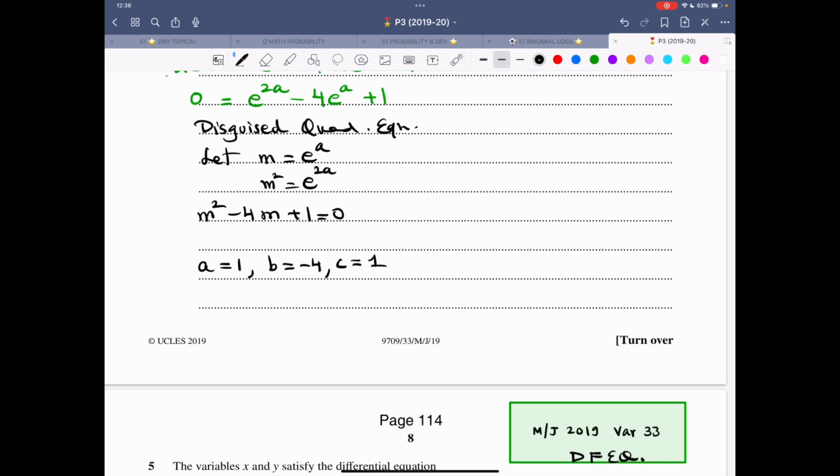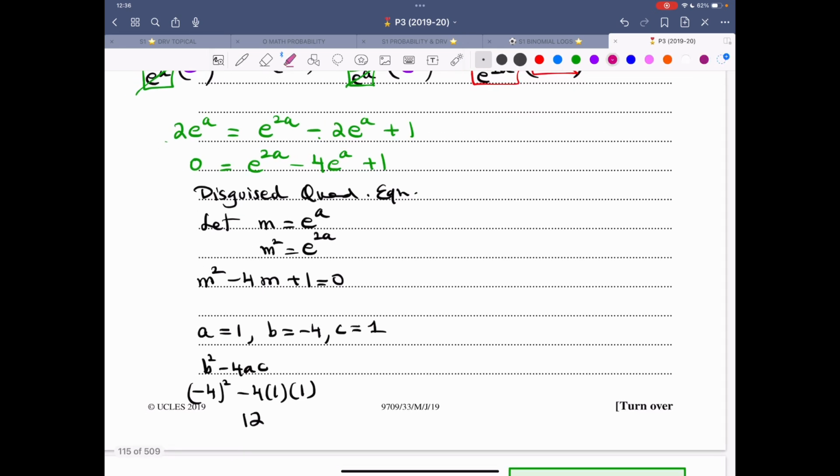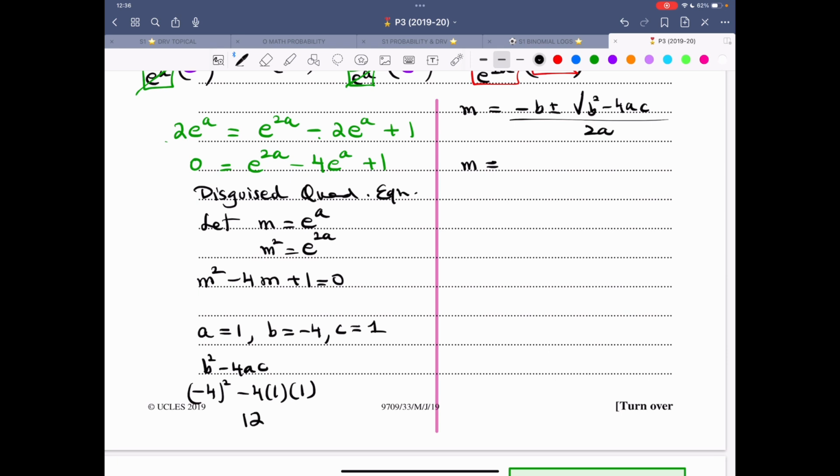Let me first evaluate b square minus 4ac. That is negative 4 whole square minus 4 into 1 into 1. 16 minus 4 is 12. And let me draw a line in the middle for separation. And let's proceed. So therefore, x or m equals minus b plus minus square root of b square minus 4ac, the whole thing divided by 2a. So m is equal to minus of minus 4, negative of negative 4, plus minus square root of 12 divided by 2 times 1.